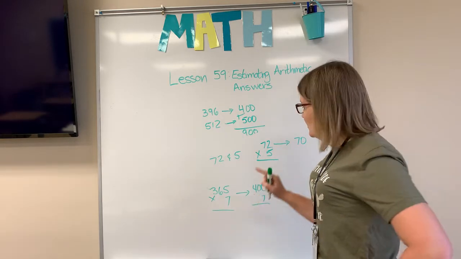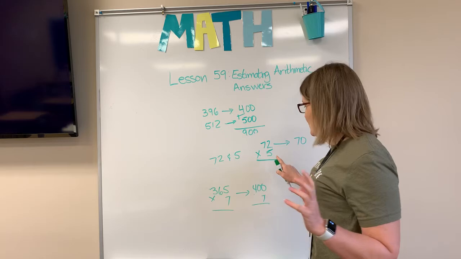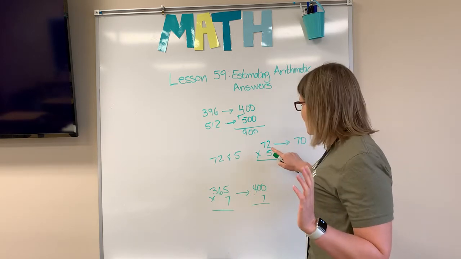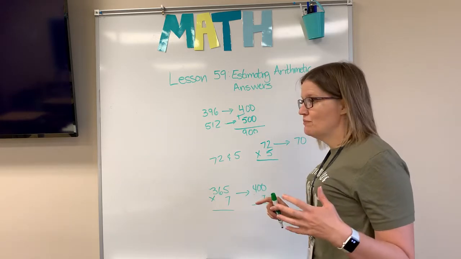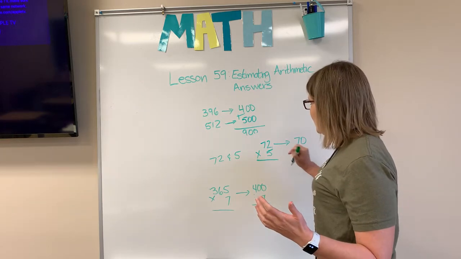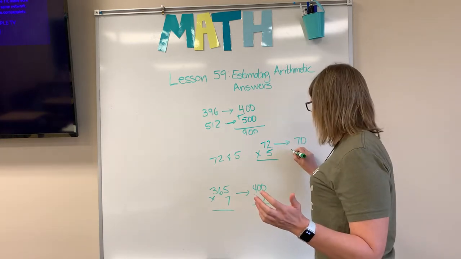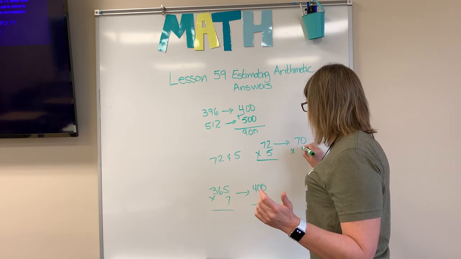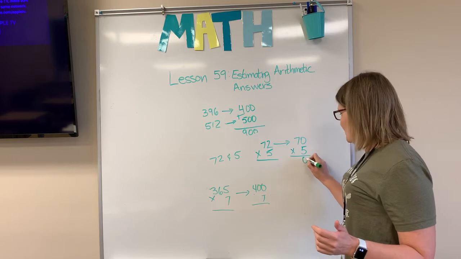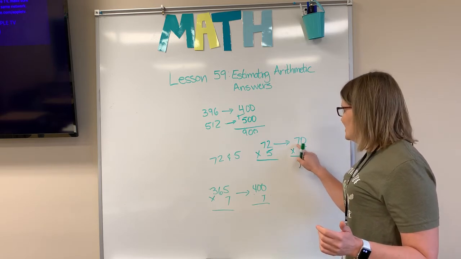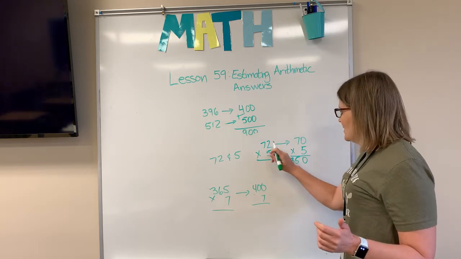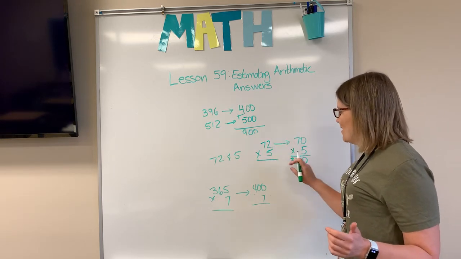A word of caution, it is not a great idea in this situation to round 5 up. Because it will throw your number off and you will not be in the ballpark of where you need to be. So what you need to do is keep your 5, 70 multiplied by 5. We know that 5 times 0 is 0, and we know 5 times 7 is 35. And so we have an idea that this answer is going to be about 350.